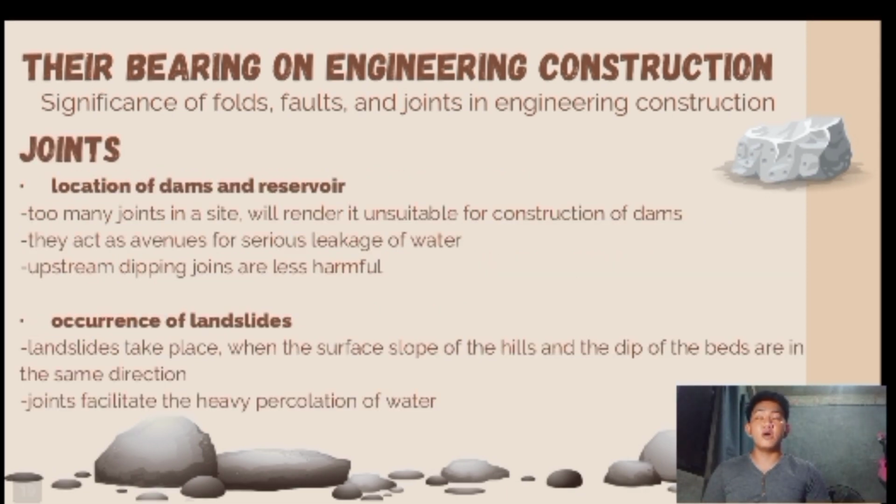Joints. Location of dams and reservoirs, occurrence of landslides, quarrying, tunneling. In location of dams and reservoirs, too many joints in a site will render it unsuitable for construction of dams. They act as avenues for serious leakage of water. Upstream dipping joints are less harmful. Kapag daw kasi madaming joints ang present sa isang site, nagiging unstable ang tunneling, pwede din magkaroon ng water leakage.